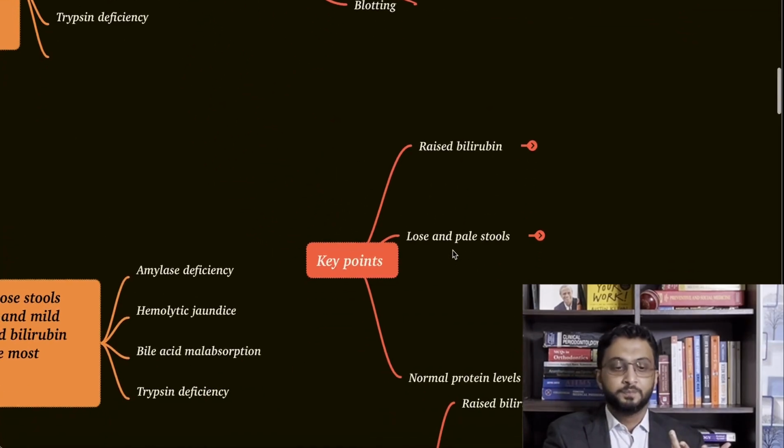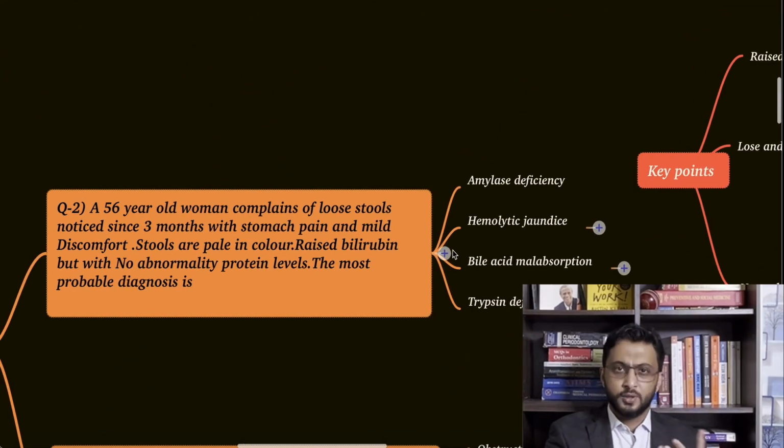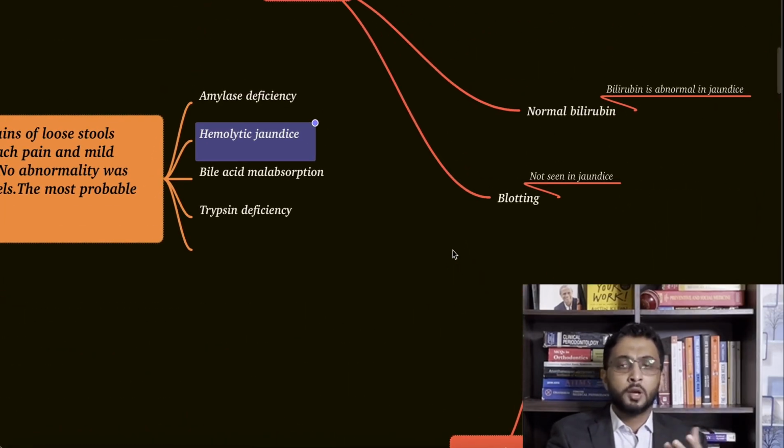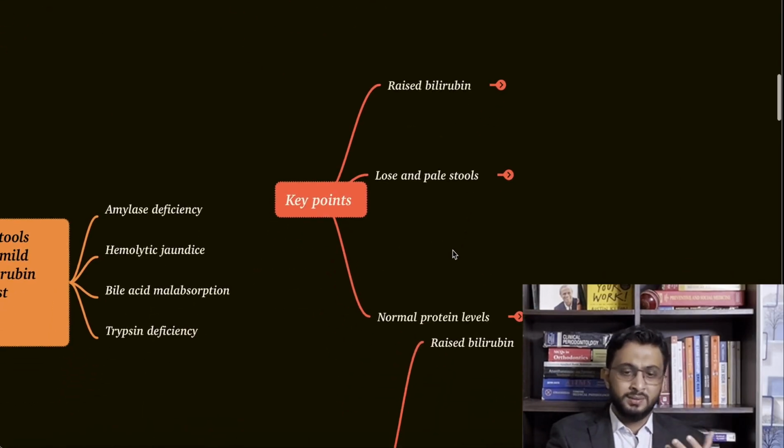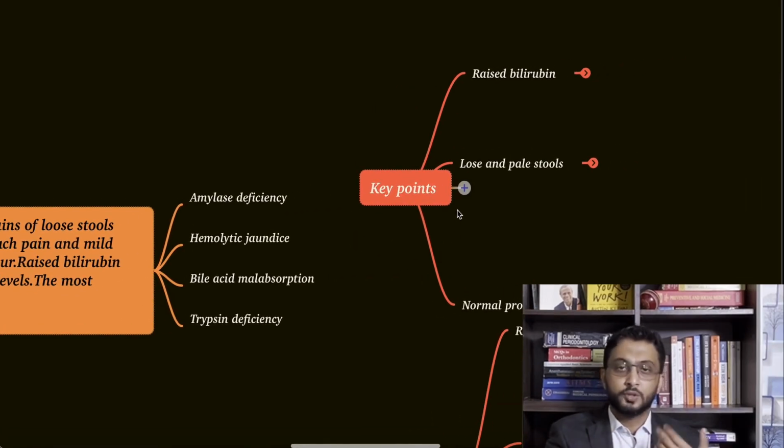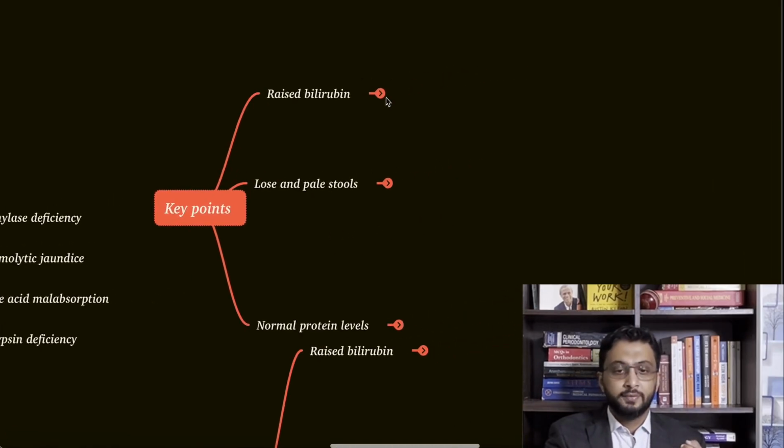Okay, now if you come to the second question, there the answer is very clear. I'll come to more about bile acid malabsorption in the end. Okay, why exactly, how exactly, everything. Now, first I want you to understand how it gets differentiated. Now the second question, the key point was both of them had raised bilirubin. So definitely it is jaundice.